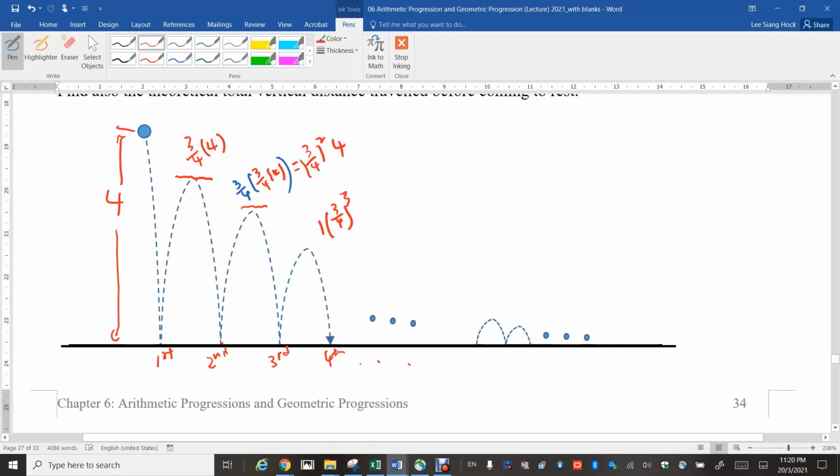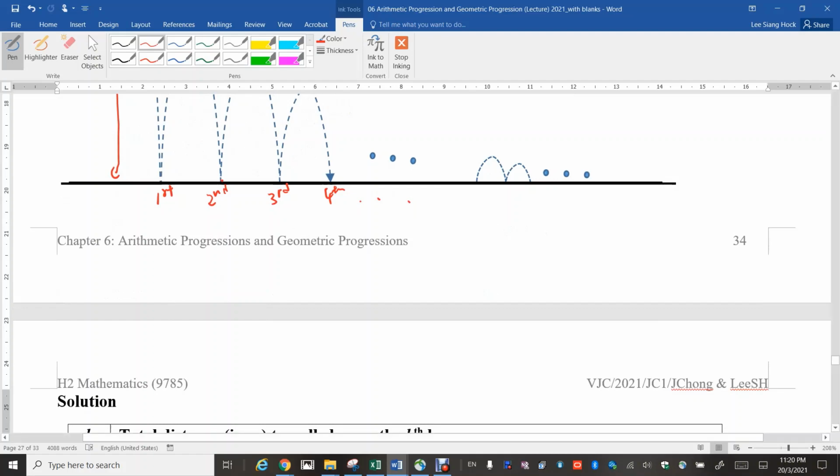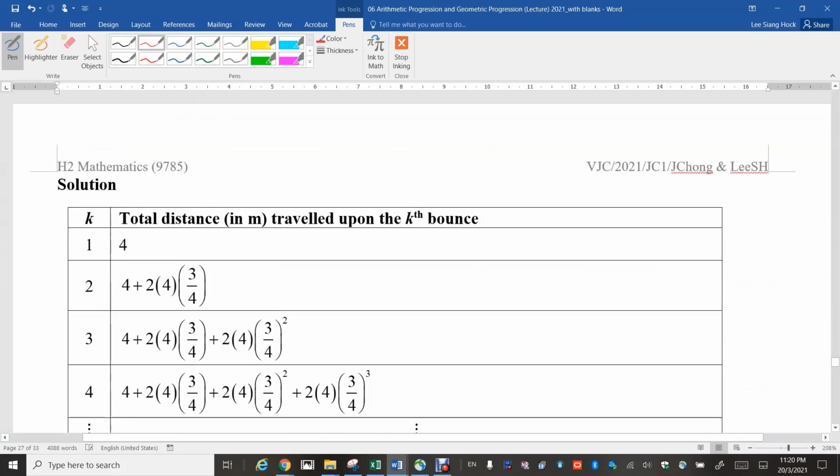Okay, so the first bounce is 4. The second bounce will be 4 plus 3/4 times 4 times 2, because this one is only like that, right? This one is 2 times, right? Then this one will be 1, 2, 3, third bounce. Okay, so that's why you have 4 plus 2 times 2 times 4 times 3/4.